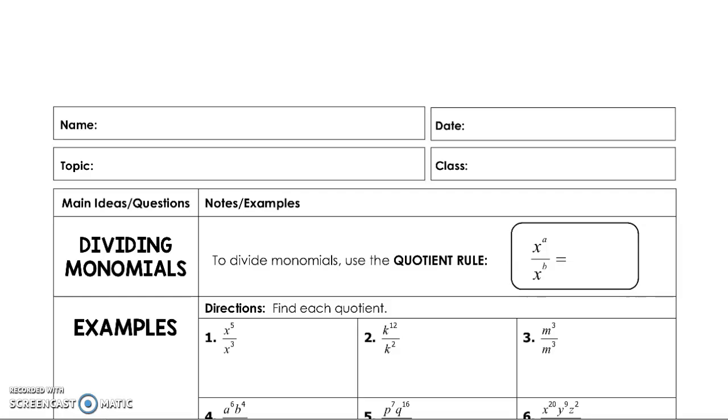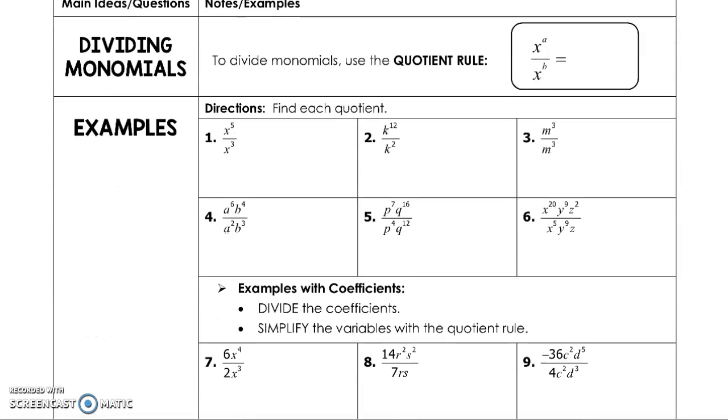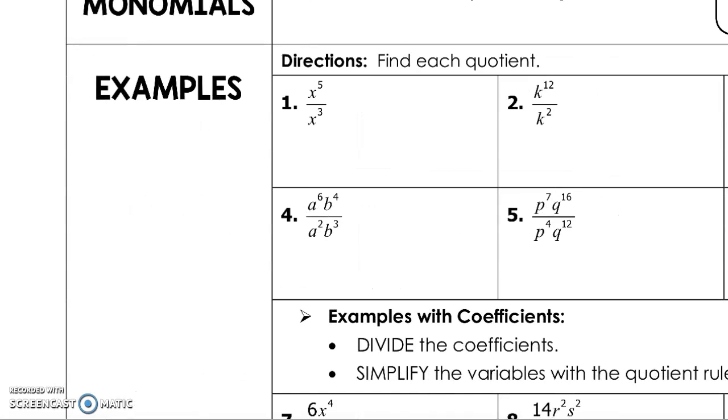On page 6.5 and 6.6, we are going to be dividing monomials. So we've added and subtracted, we've multiplied, we've taken an exponent to an exponent, and now we're going to divide them. So just like I have been doing, if I look at number 1, I'm going to write out before I show you the rule.